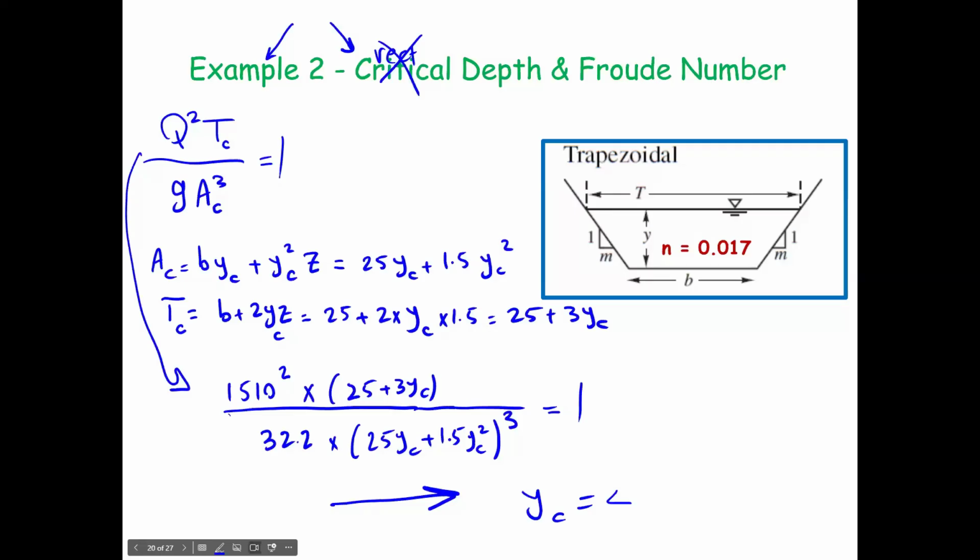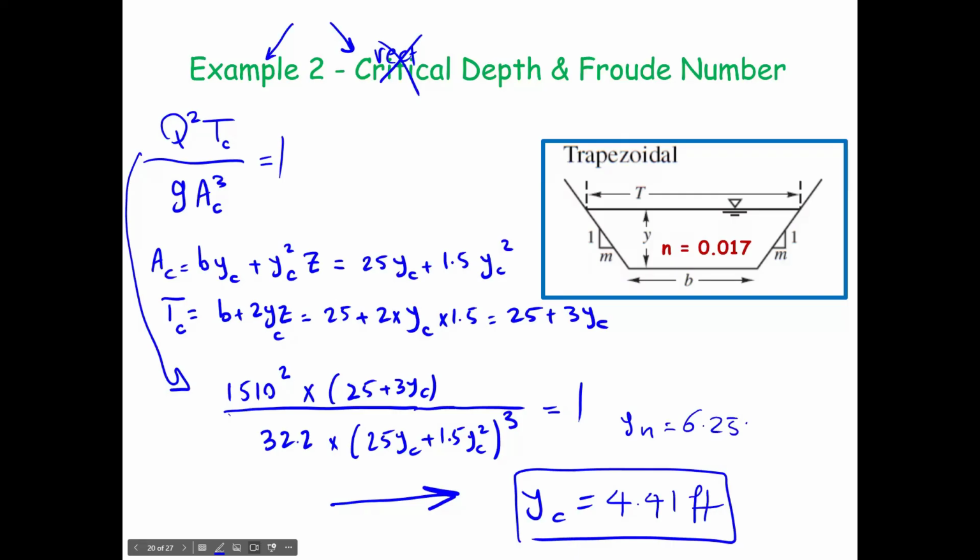Probably you should get 4.41. Your yn was 6.25.